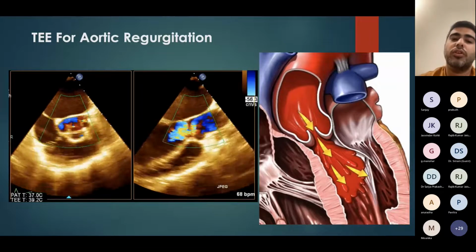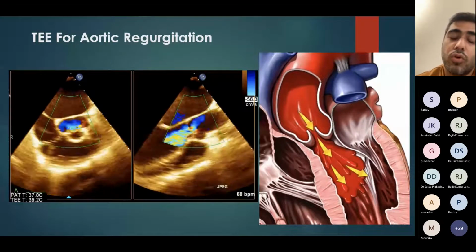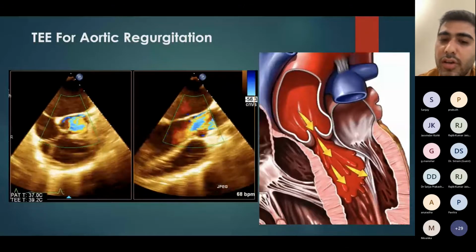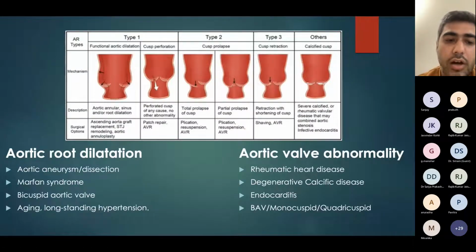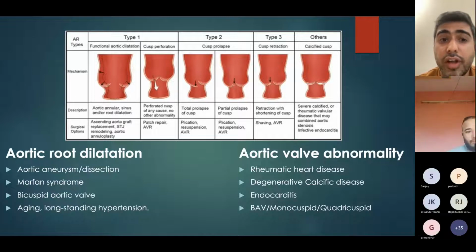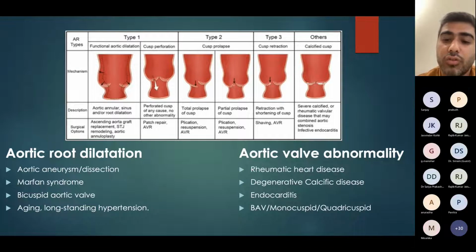The other lesions that we are going to assess, and the most commonly encountered, are the regurgitant lesions, in which there is a leak across the aortic valve from the aorta into the LV. This may happen either due to dilatation of the aortic root, which are usually the type 1 pathologies, or the other type 2 or type 3 pathologies associated with aortic valve abnormality, like rheumatic heart disease, degenerative calcific disease, endocarditis, or a bicuspid, monocuspid or quadricuspid aortic valve.